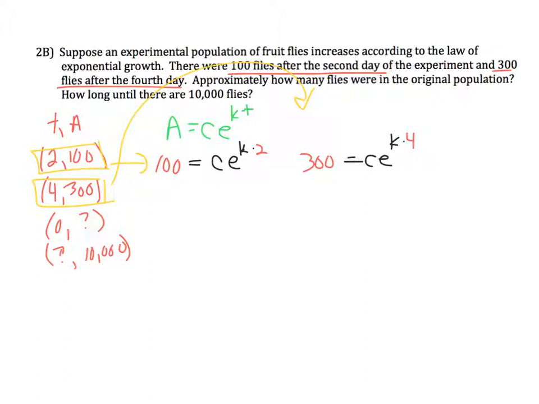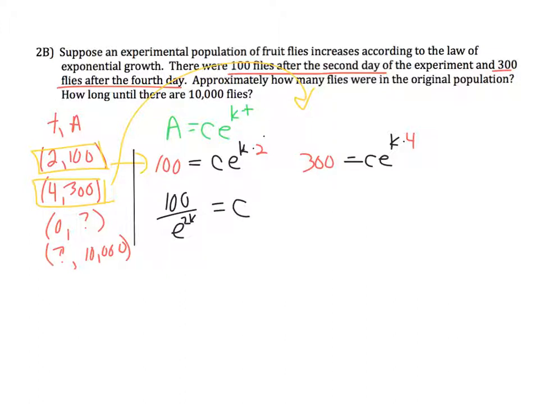So why don't you pause the video and try this, see what you can do. Okay, I'm assuming that you tried it. There's a lot of different ways that this could end up looking. So I'm going to show you what I did. I don't know that this is the easiest way to do it, but this is what worked for me. I'm taking the equation on the left-hand side, so I'm going to take my 100 and divide by e to the 2k.